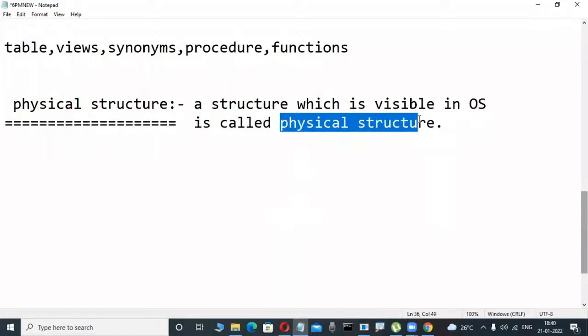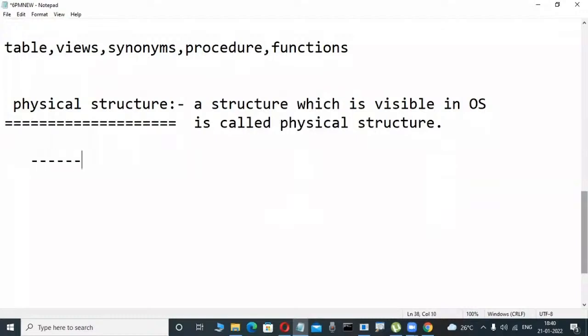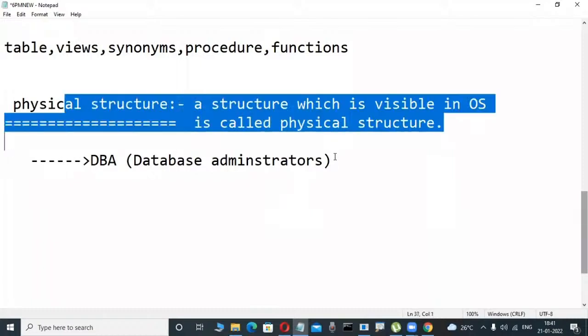But the physical structure, are you working, am I working? No. Yes. Okay, some different type of persons are working. What is that? DBA, database administrator. Actually, on the project side, there are some other types of persons in a database. Those persons, database administrators, only work in the physical structure.